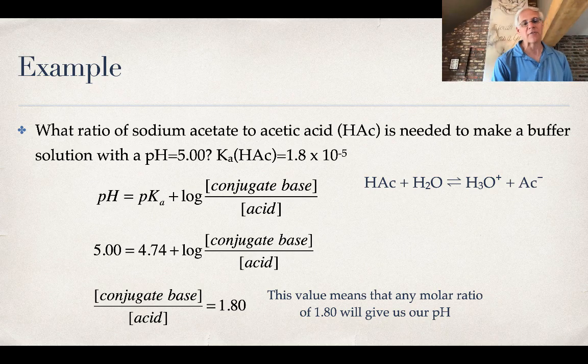So we can have a concentration of 1.8 molar for our conjugate base and 1 for our acid. That will give us a pH of 5. We could have a concentration of conjugate base of 3.6 and for acid 2. That would give us a ratio of 1.8 and would give us a pH of 5. So it doesn't matter what the concentrations are, just as long as the ratio is 1.8. It will give us a pH of that solution equal to 5.